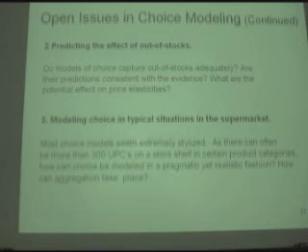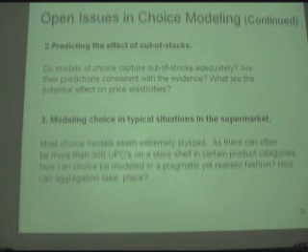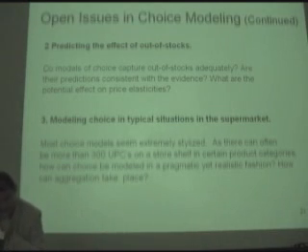Predicting the effect of out of stocks. Two models of choice capture out of stocks adequately. Out of stocks occur quite often, and they give a lot of information about interaction between brands, between products. Do elasticities change? Are their predictions consistent with the evidence? What are the potential effects on price elasticities?